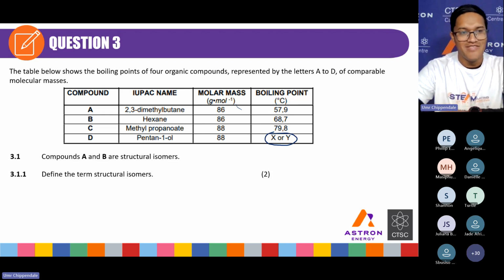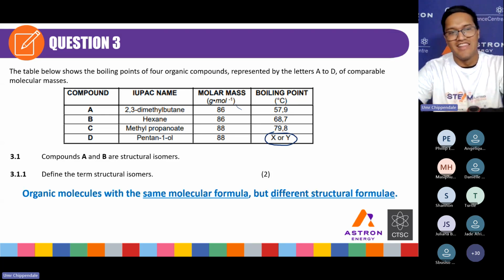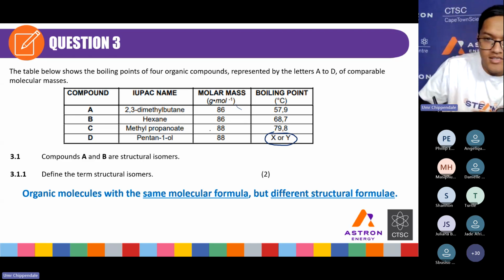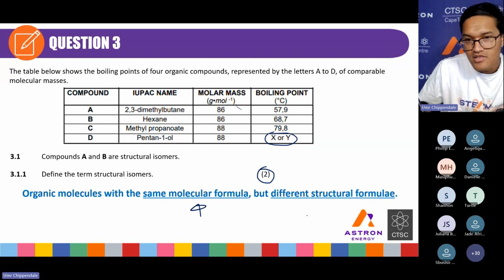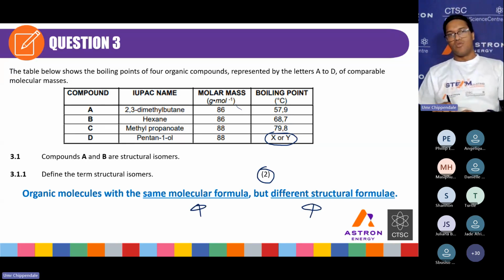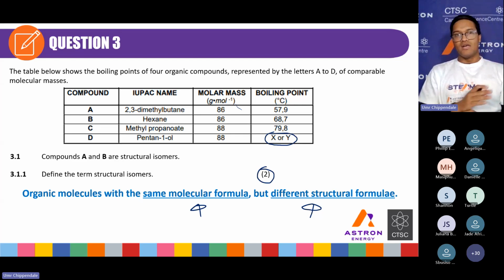3.1.1. Define the term structural isomers. This is the more scientific way to place it. As you can see, this is worth 2 marks. And do you see? I have underlined the parts where you will get your marks. Please memorize this word for word. That's where you get your marks from.